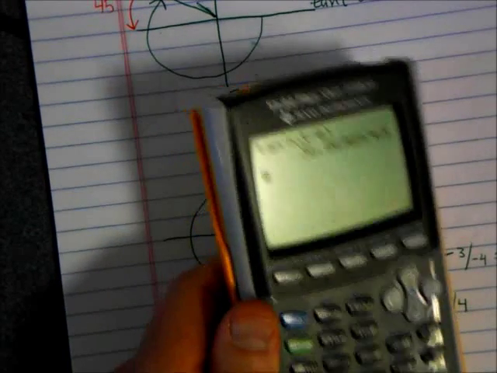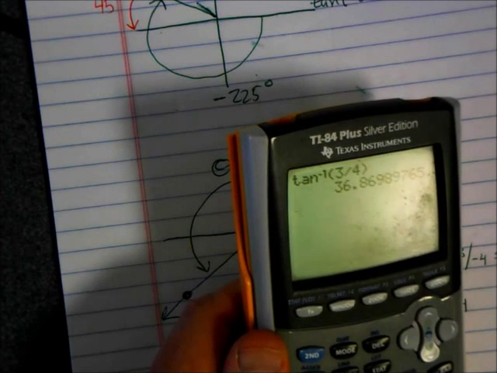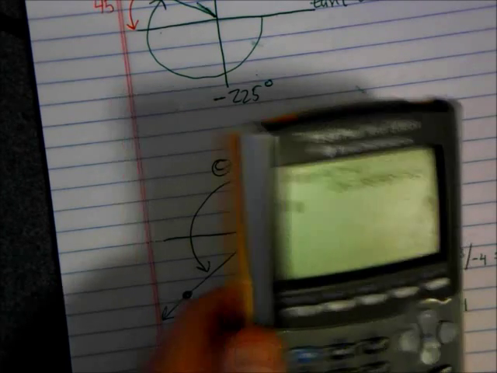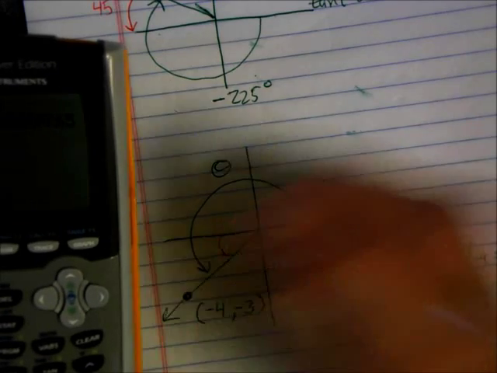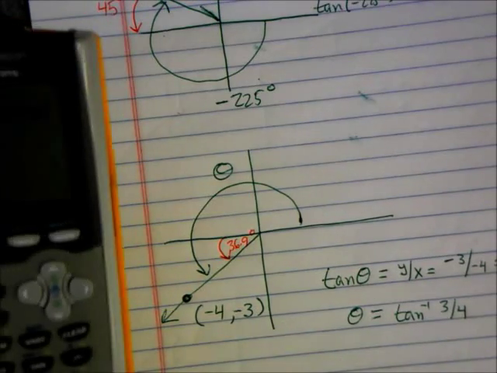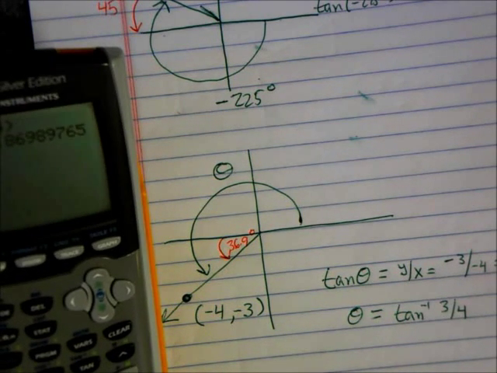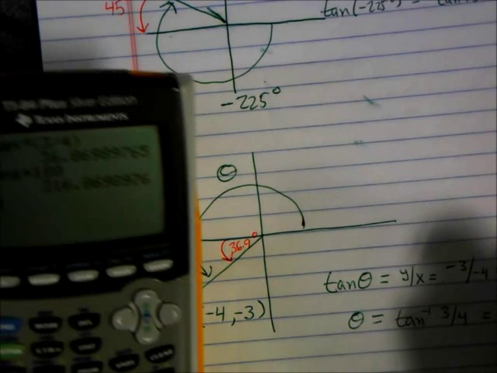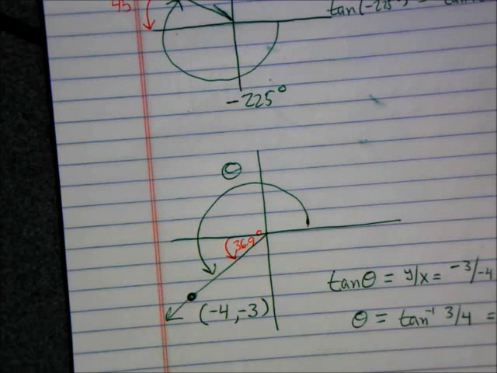When you use that tangent inverse button, the sine inverse button, the cosine inverse button, your calculator will give you the reference angle. So what the calculator gave me is that angle right there, 36.9 degrees. So my final answer would be, I'd have to add 180, 216.9 degrees.